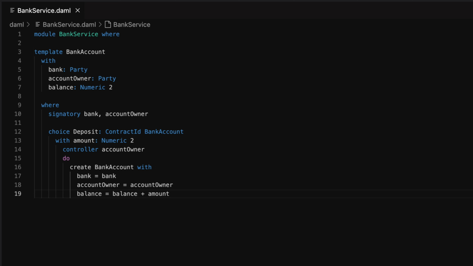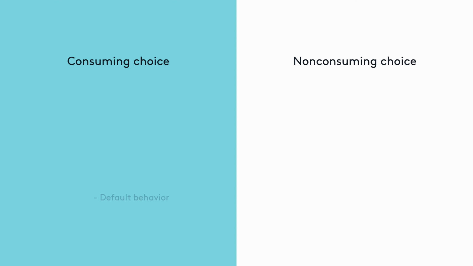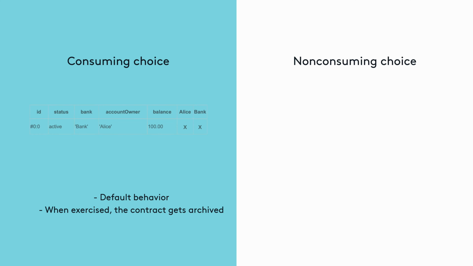Before we go any further, this is probably a good time to talk about types of choices. There are two types of choices, consuming and non-consuming. Choices by default are consuming. When a consuming choice is exercised, the contract on which it is exercised is archived. If you visualize a ledger as a table, a contract is a row in that table.